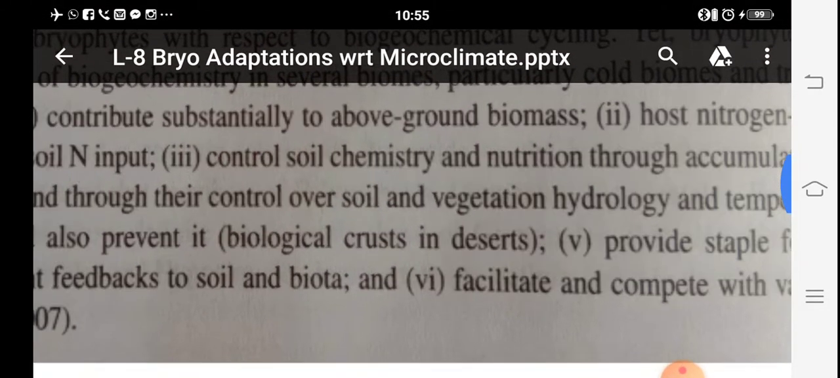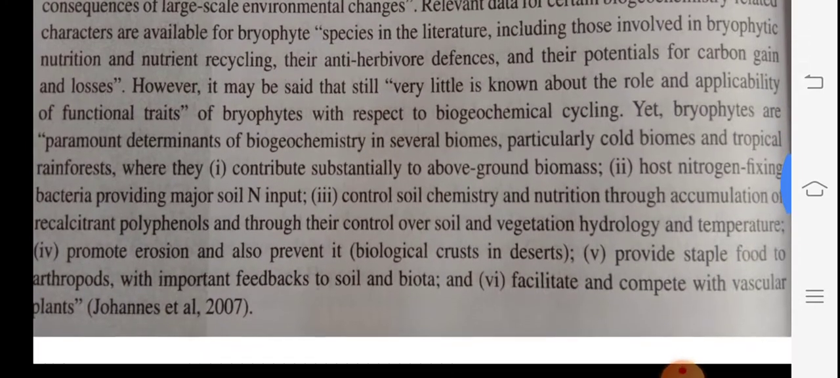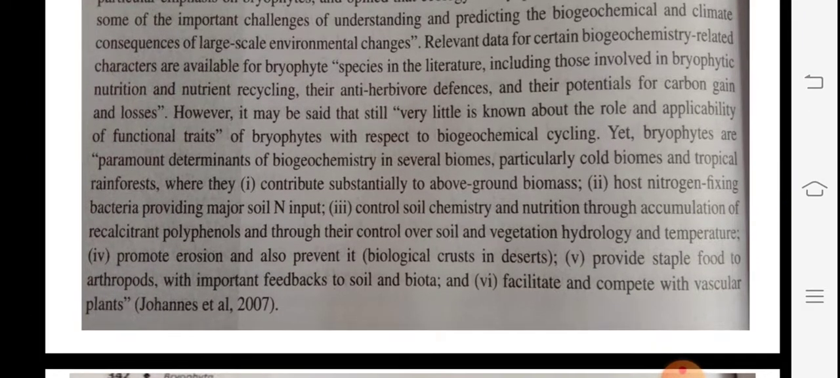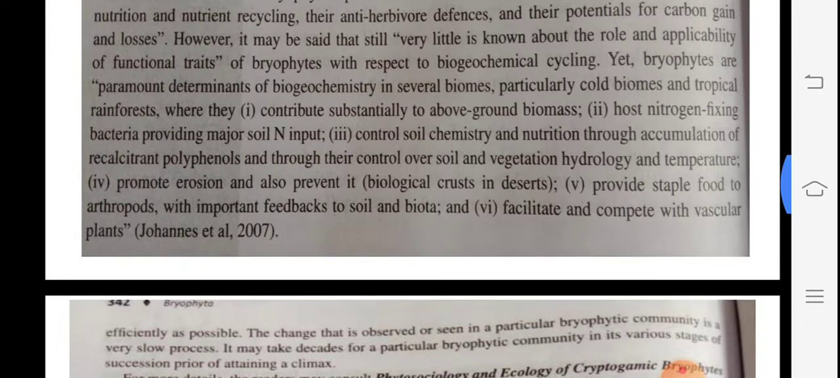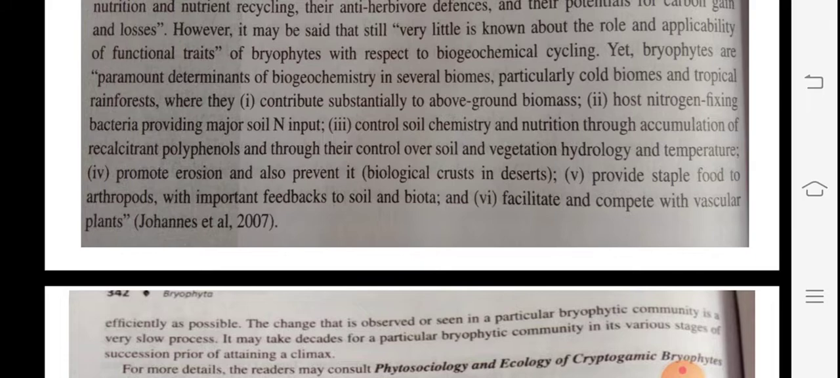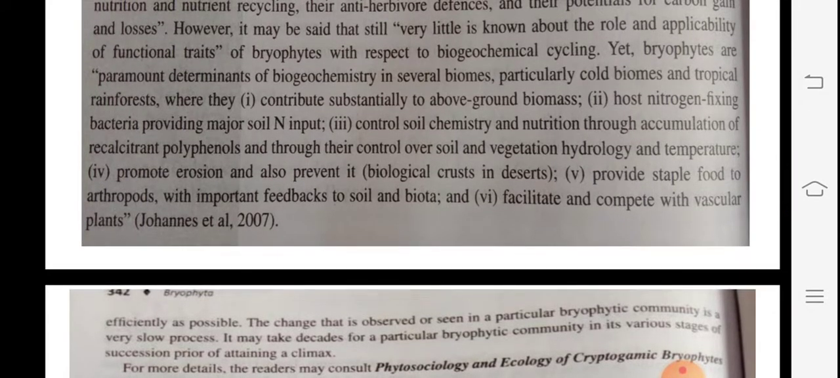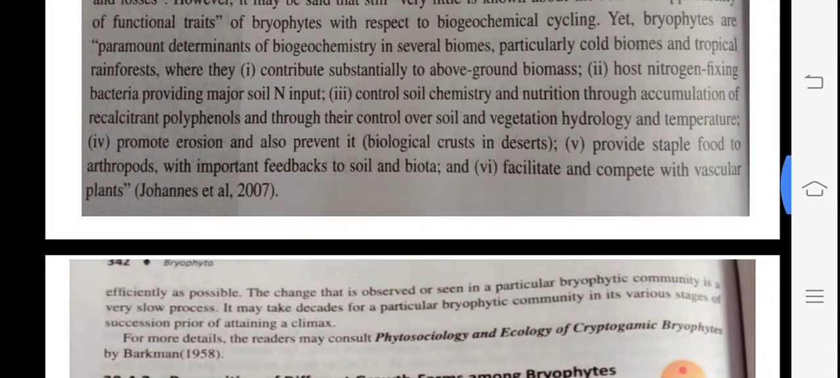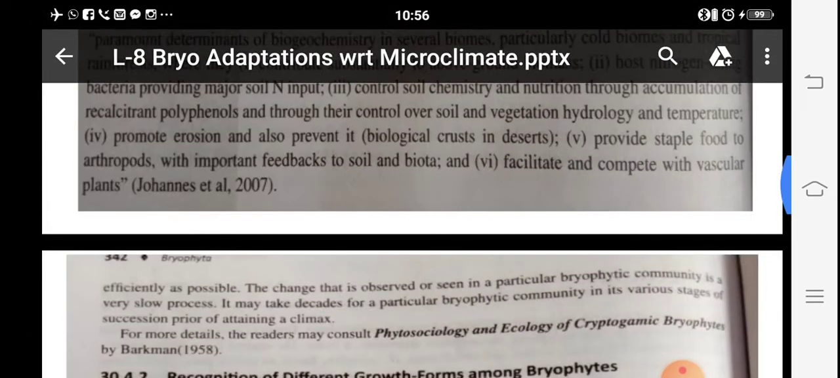So here you can see what the biomass is in relation to occurrence. First, they contribute substantially to above ground biomass. They host nitrogen fixing bacteria, providing a major soil nitrogen input. Then they control soil chemistry and nutrition through the accumulation of recalcitrant polyphenols, and they influence soil and vegetation with reference to hydrology and temperature, so water is abundant. Secondly, they prevent erosion and form biological crust in desert areas. Secondly, they provide staple food to arthropods, and important feedback to the soil and biota.